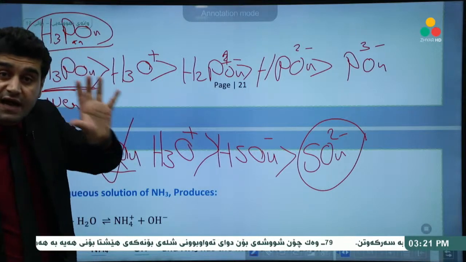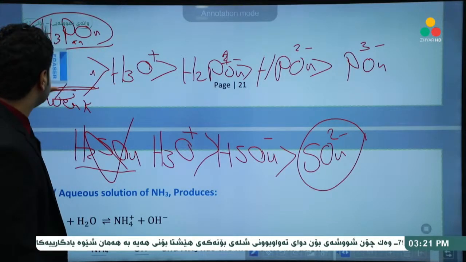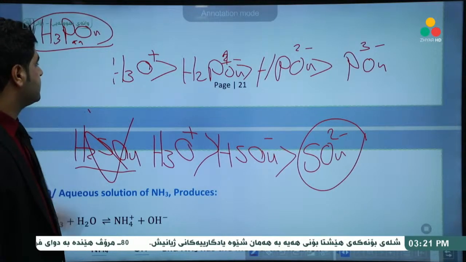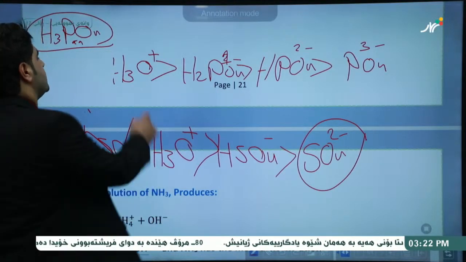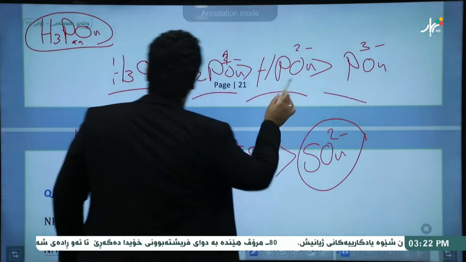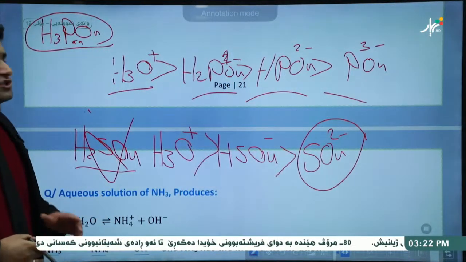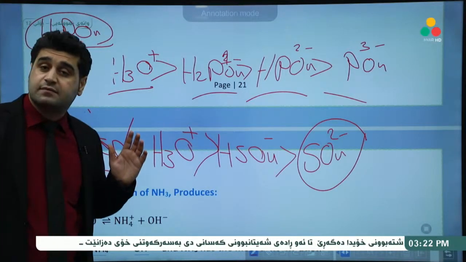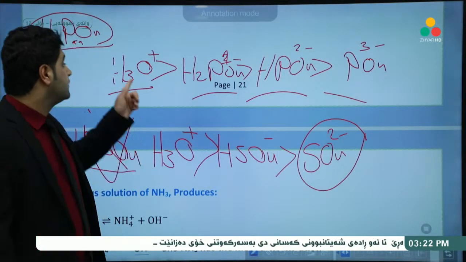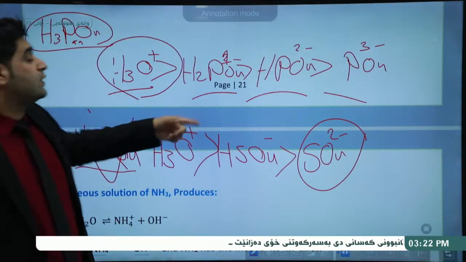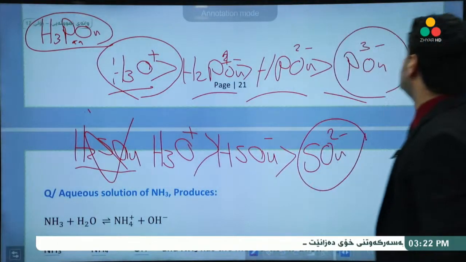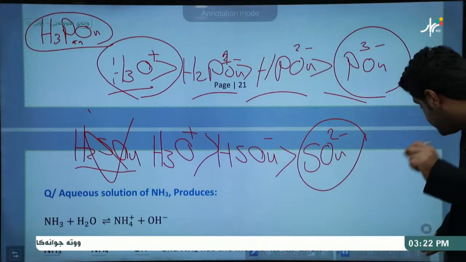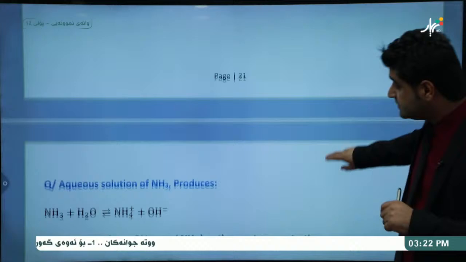Okay. Now, in the aqueous solution of H3PO4, we get how many ions? Oh, it's about ions. So, we should delete that one, because the question says how many ions. We have that one, that one, that one, that one. They are ions. What type of ion in the aqueous solution of H3PO4 has the maximum concentration? H3O+. What about least concentration? PO4 negative 3. I think now you get the point. Hopefully, of course.